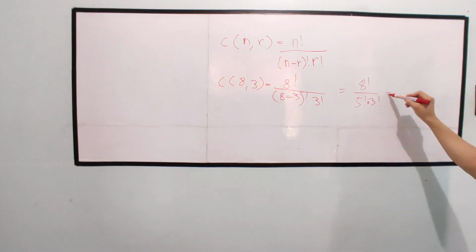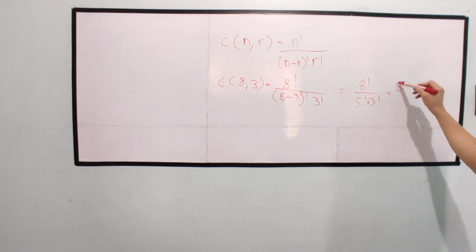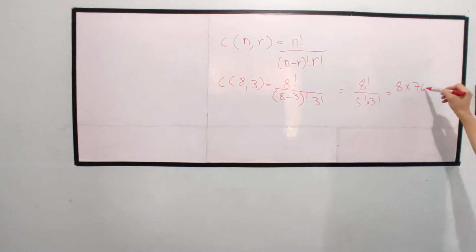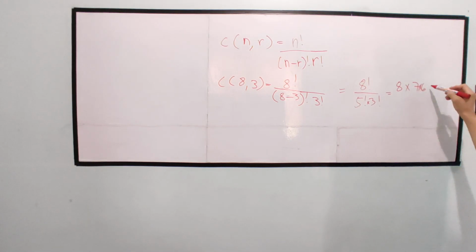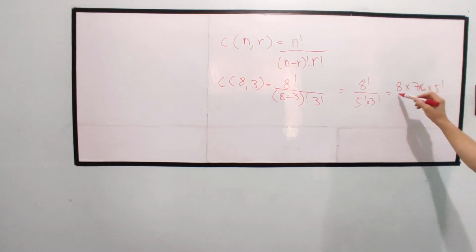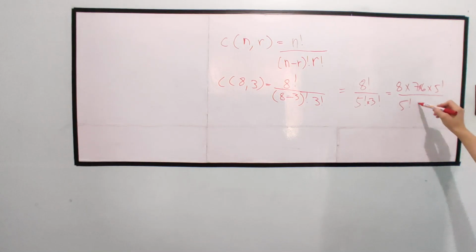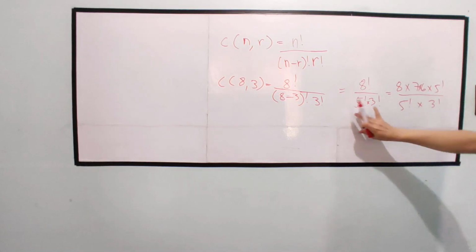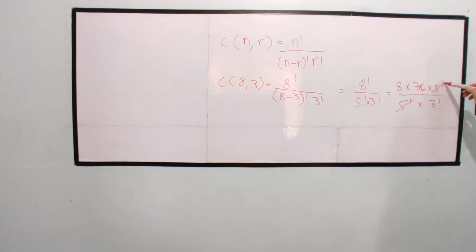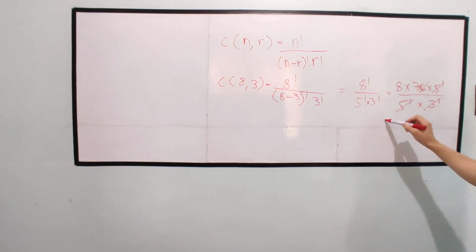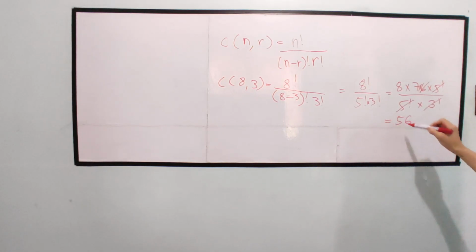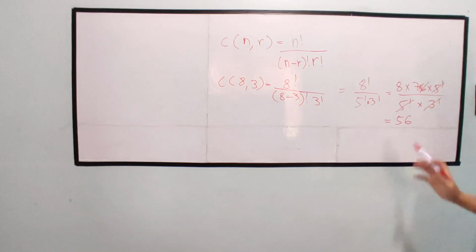And then, expand natin to. That is 8 times 7 times 6 times 5 factorial. Stop na tayo sa 5 factorial kasi may denominator tayo na 5 factorial. So, cancel na natin yan. Then, 3 factorial is equal to 6. So, cancel na itong 6. So, matitira na lang is 8 times 7. That is equal to 56. So, ito na yung final answer natin.